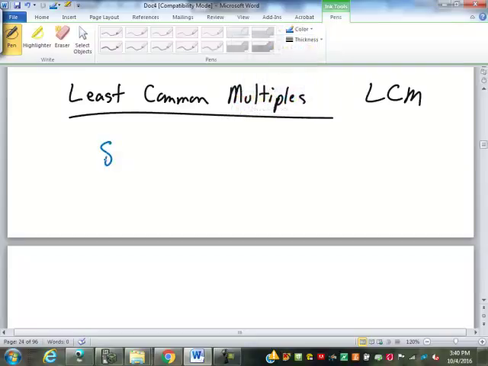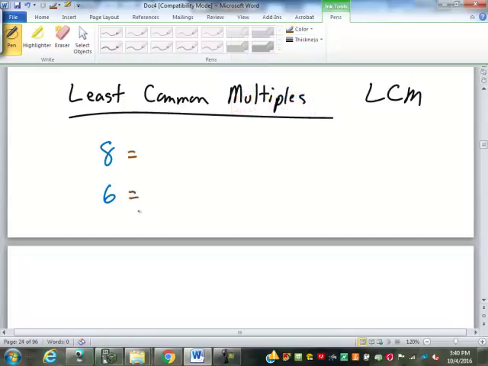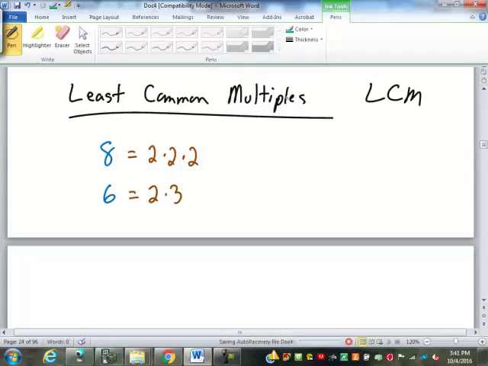If I have 8 and 6 and I want to find the least common multiple, what did we do? I mean, we could just list out the multiples, but we had a process using our factoring. You remember what it is? If I factor 8, what do I get? 2 times 2 times 2. If I factor 6, I get 2 times 3. And if I was looking for a greatest common factor, I would take the factors that were in common and that would be it. But I'm not. I'm looking for least common multiple.